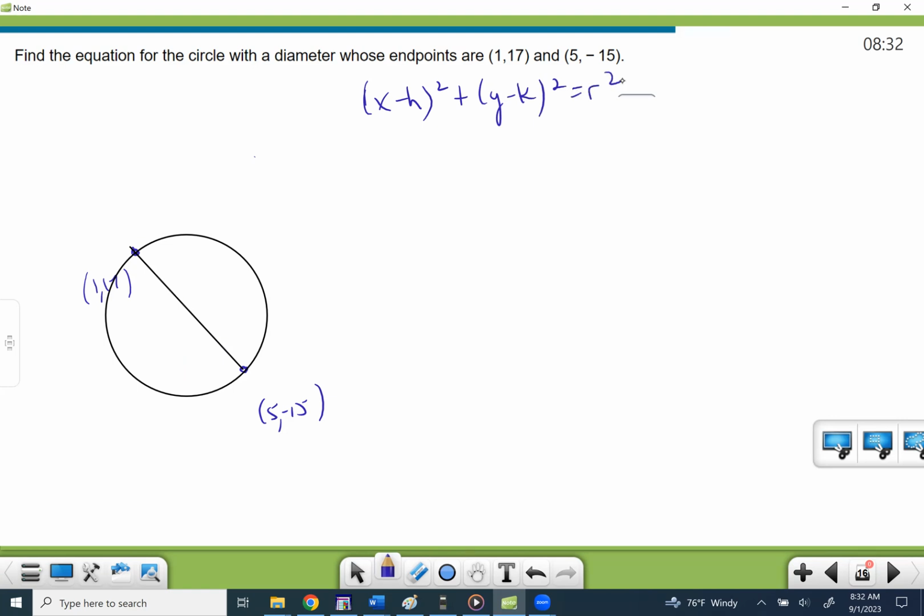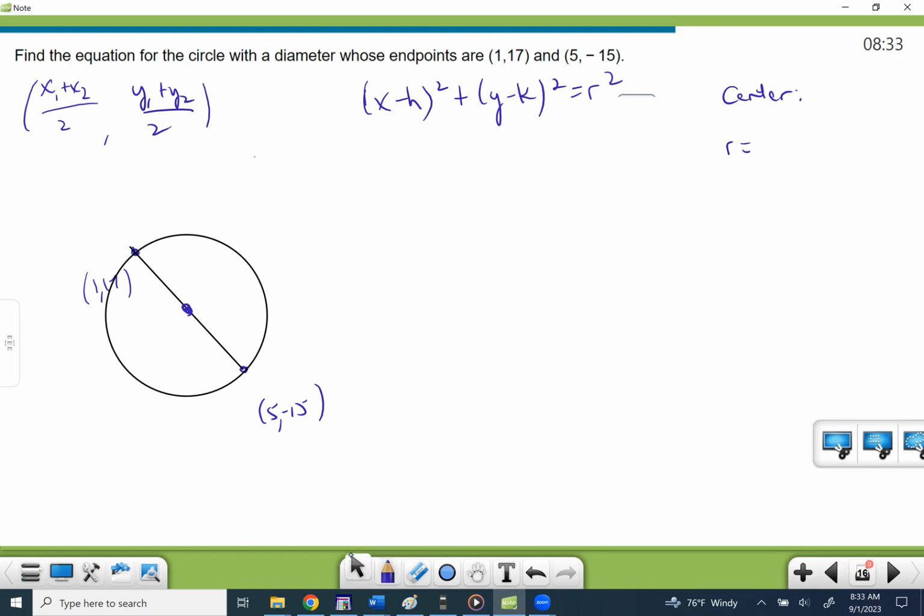It looks like we're going to need the center, the h, k, and that we're going to need the radius. Well, I know the center is right here-ish. So I'm thinking that's the middle, right? So let's use the midpoint formula: x1 plus x2 over 2, comma, y1 plus y2 over 2.